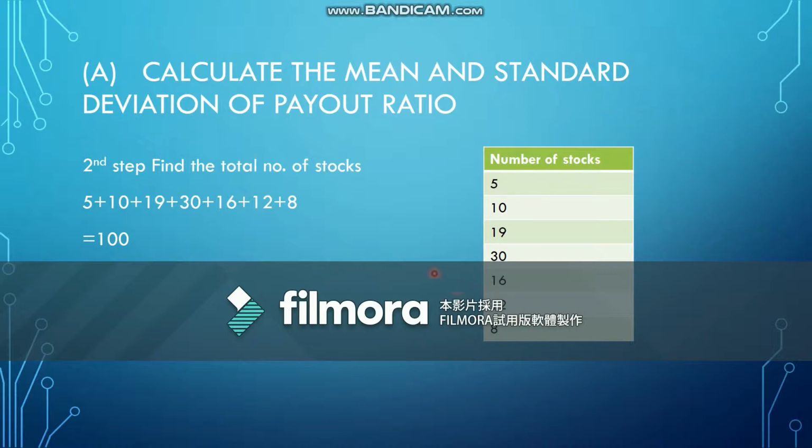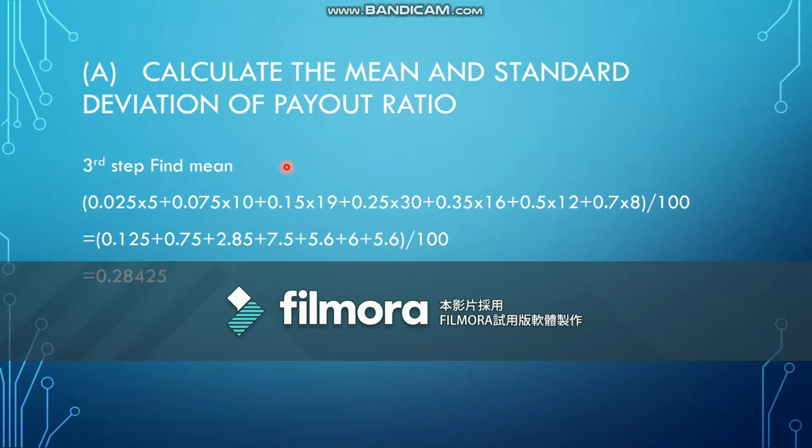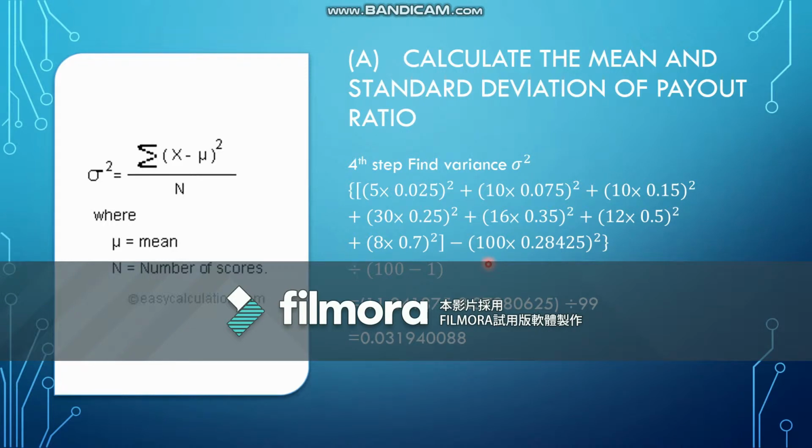stocks. That means the total frequency. It is 100. And the final step is to find the mean, and we need to multiply the class mark and the frequency, add up all of the products and divide by 100. And the answer is 0.28425. And second, we need to find the standard deviation of payout ratio.